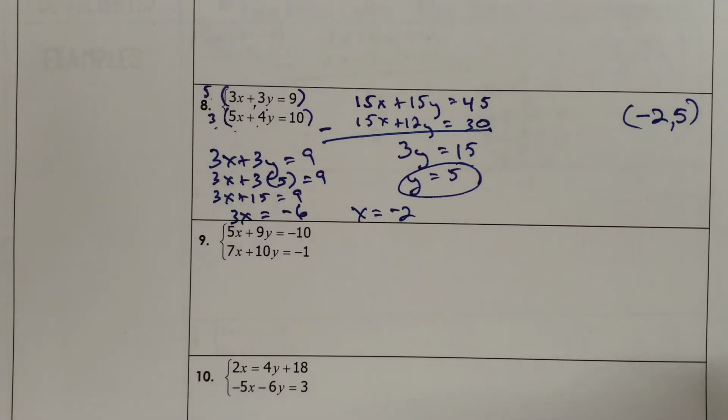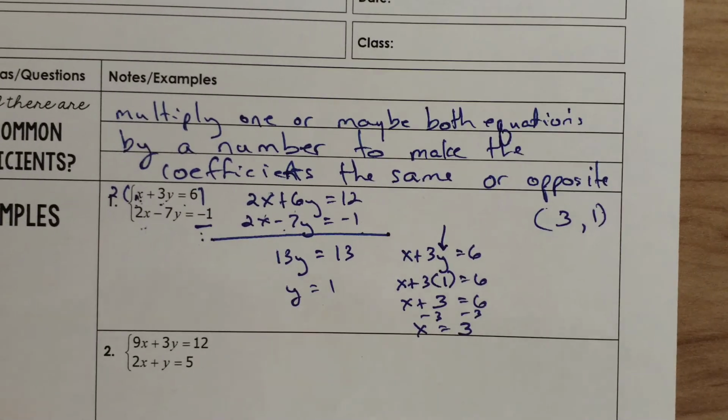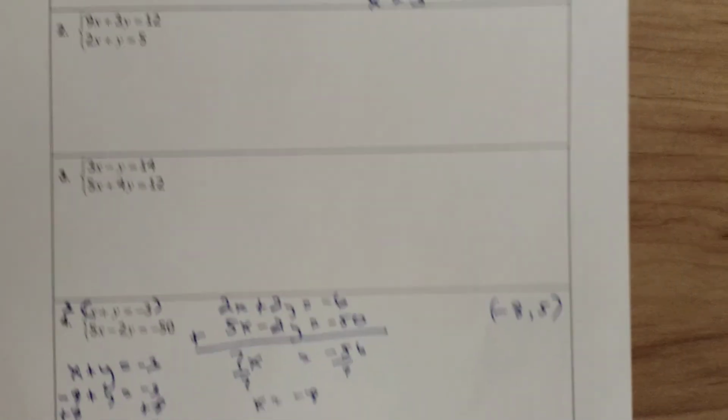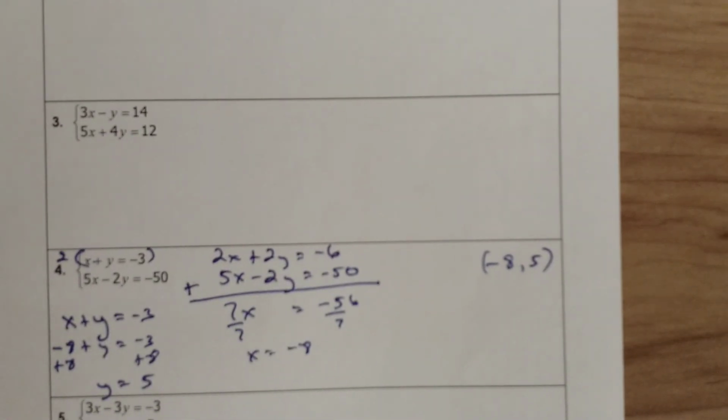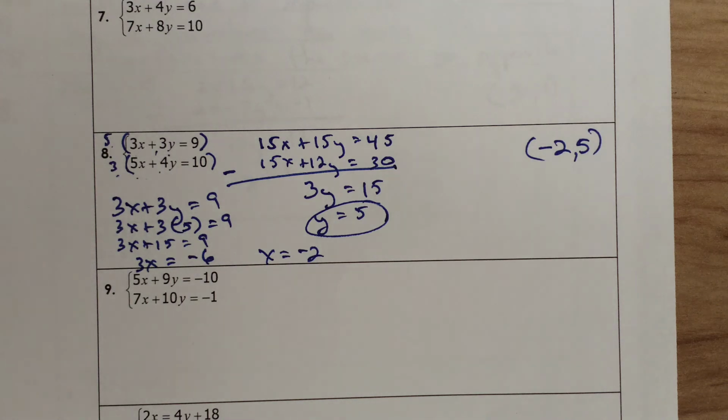So you can still use elimination. Most of the time, you can simply multiply one of the equations to get them to match, like we did in number 1 and like we did in number 4. Sometimes you might need to multiply both equations, like we did in number 8. Okay? Elimination with multiplication.